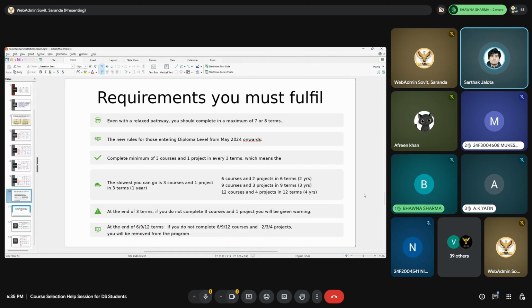And for 9 terms, it is 9 courses and 3 projects. And the maximum time to complete is 12 terms or 4 years. So please be very cautious about this. Projects are where a lot of people find difficulty in completing the checkpoint. And अगर आपको वार्निंग मिलता है, please take it seriously. If anyone is having a warning here, complete 2 projects ASAP, like within this term or the next term. Okay.